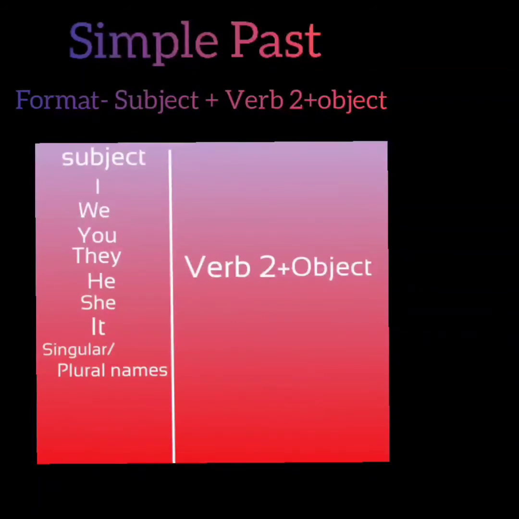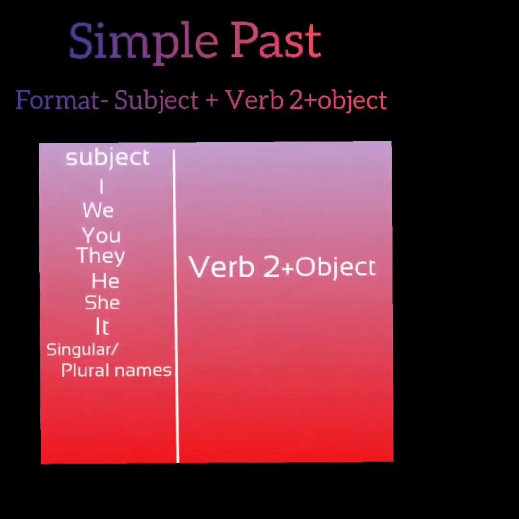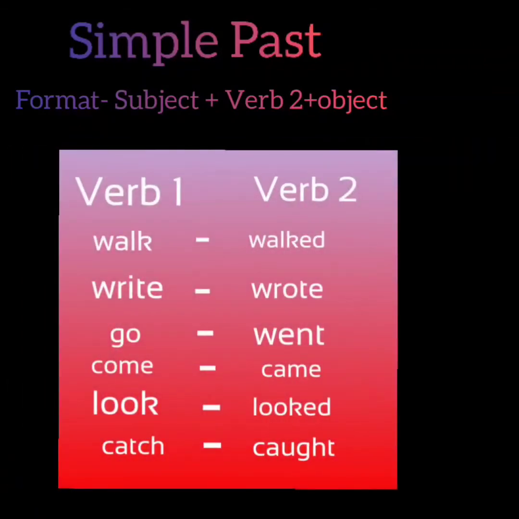S or ES is used for he, she, it and singular names, and the base form in simple present is used for I, we, you, they and plural names. So simple present format is subject plus verb 1, that means S or ES or base form, plus object. Here, simple past, the format is subject plus verb 2 plus object, and whatever the subject will be, we are using verb 2.